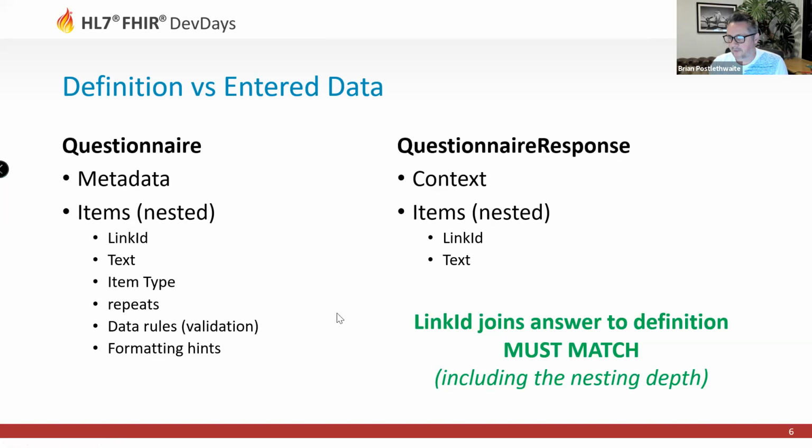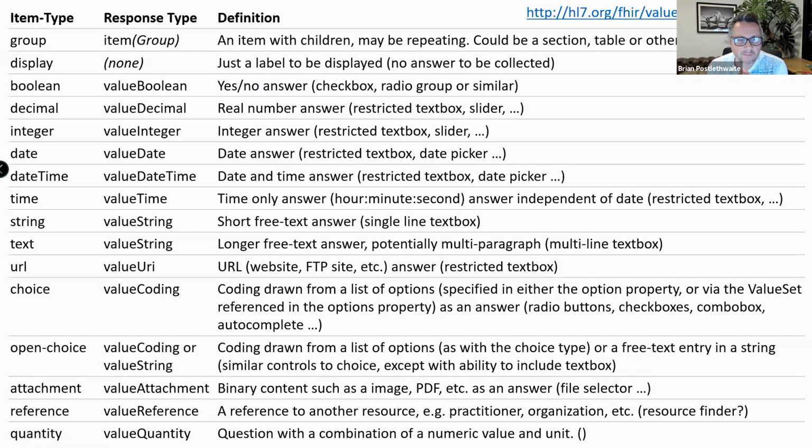So that's that side. If we step on, walking into the item type, because this is an awful lot of information, I'm not going to try and cover all of that at once, but I'll pick out a couple of handfuls from there. We've got a group, which is an item with children. It may or may not be repeating. It could just be a section with a heading on a page, or it could be a grouping, or a table, or it could be tabs.